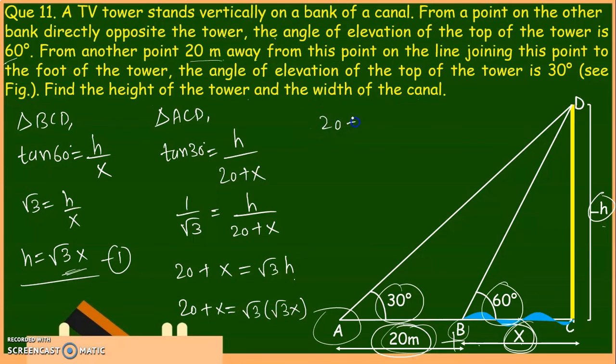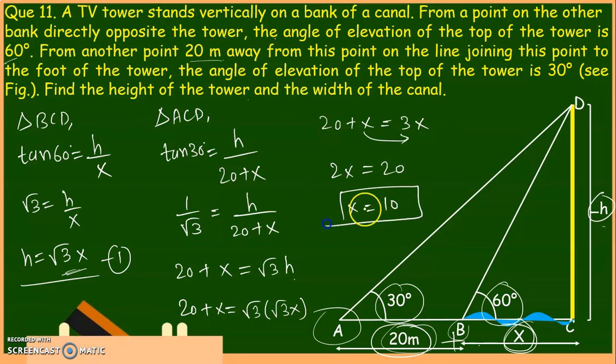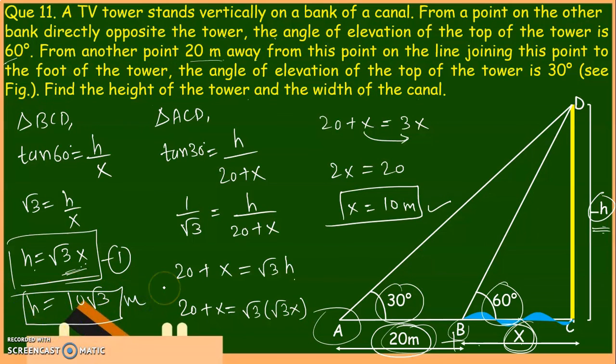So this will be 20 plus x is equal to 3x, or we can say this x will go to this side, so we'll get 3x minus x, that is 2x equal to 20, or we got x equal to 10 meter. So we got width of the river, that is 10 meter, and if you want to find out the value of h, you can put the value of x here in the equation number 1. So we'll get h equal to root 3 multiplied by x, x is 10, so we'll get 10 root 3, that is the height of this TV tower.